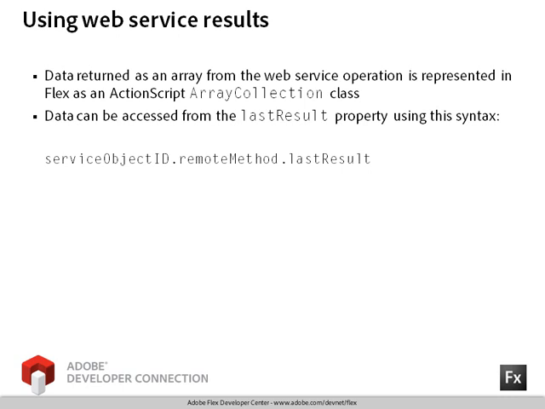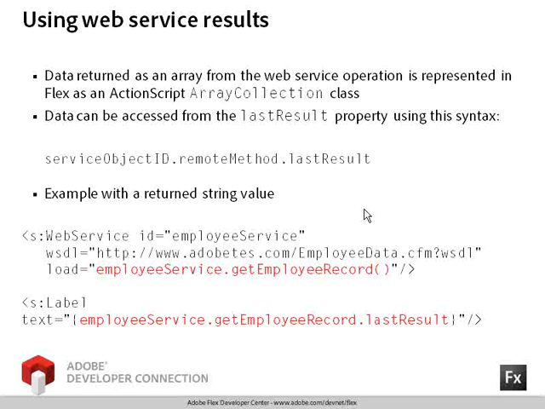Also like the HTTP service object, you can directly access the data through the lastResult property. The syntax for web services, however, uses dot syntax starting with the service object's ID property. Then you reference the remote method name and then the lastResult property itself. Here is an example of this code if the service call returned a simple string. If the service operation is named employeeService.getEmployeeRecord, then the string is accessed by typing employeeService.getEmployeeRecord, without parentheses, dot lastResult.